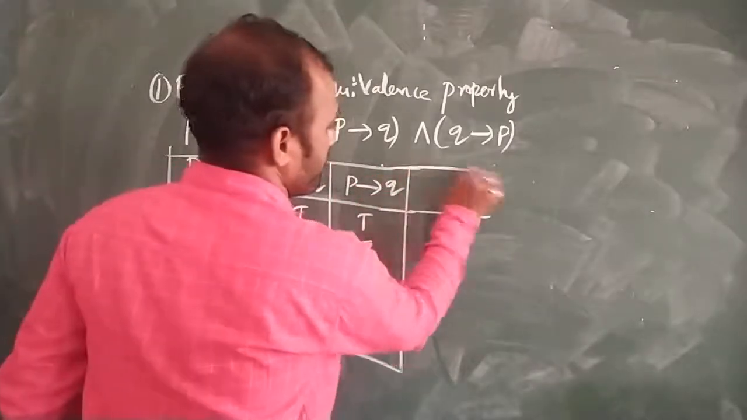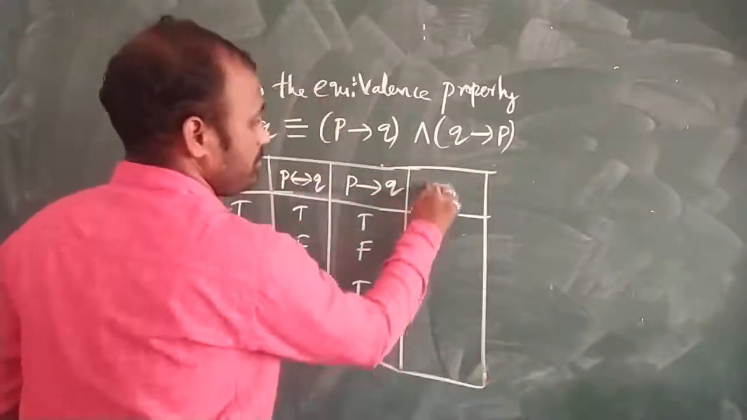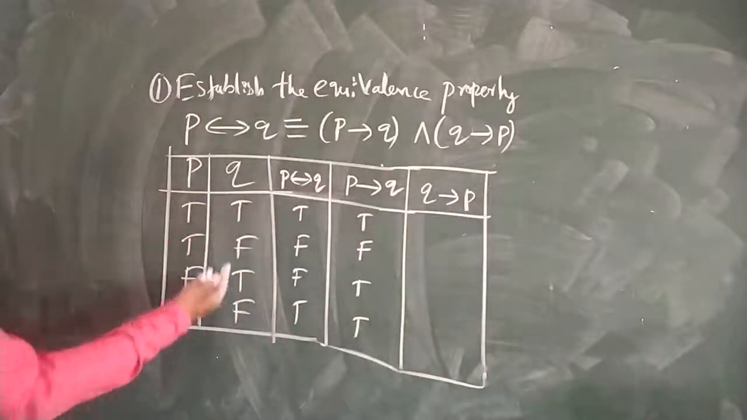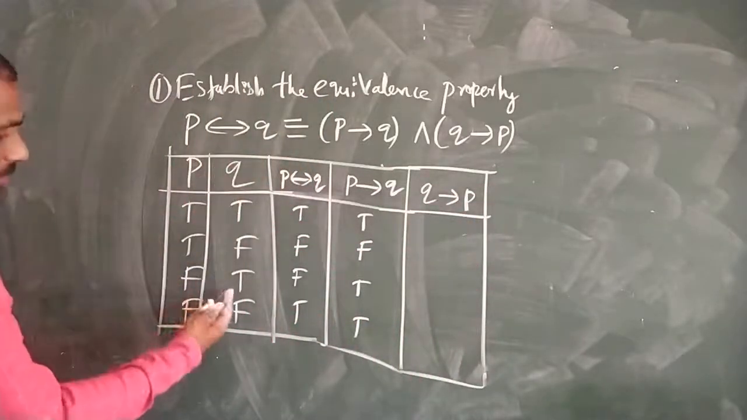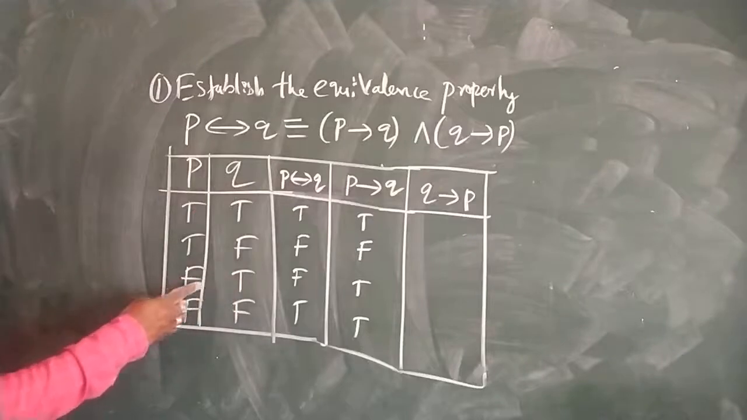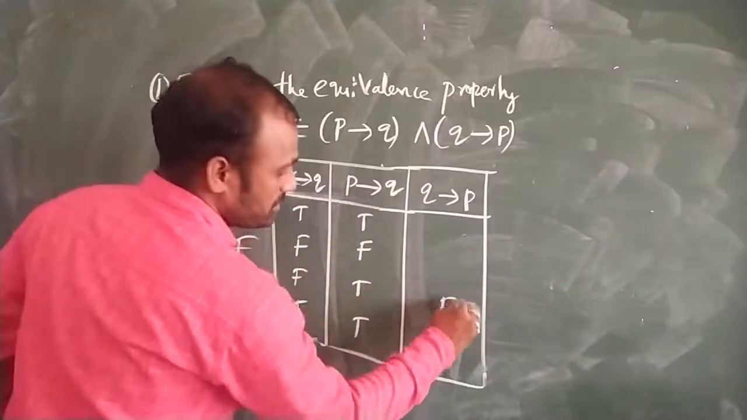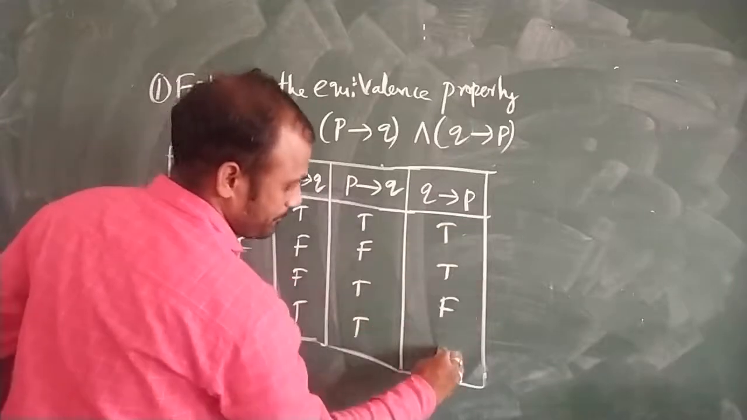Next, if Q then P. So first you have to write the truth values of Q then P. So here we can see TF, first Q true and P false. So here it will be false, remaining it will be true.